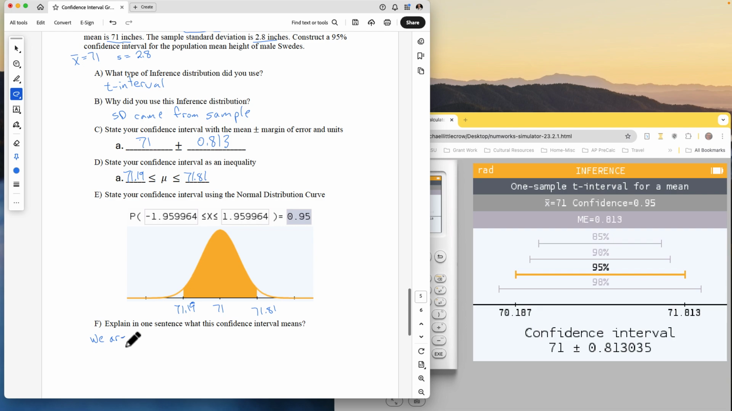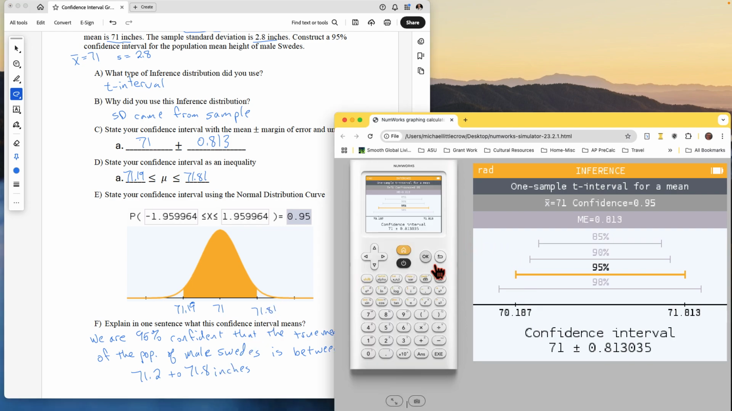We are 95% confident that the true mean of the population of male Swedes is between, I'll go 71.2 to 71.8 inches. It's okay, either way. That's pretty much it.